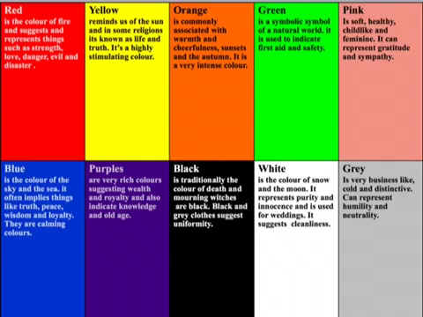This slide shows some of the colour associations in product design. Colours like red suggest passion and strength and love, whereas colours of green indicate a more environmental concern. It's also used for first aid and safety. Colours like pink are considered to be feminine. Purples are rich colours that suggest wealth. Black is traditionally seen as a colour of death, whereas white is seen as purity and innocence.